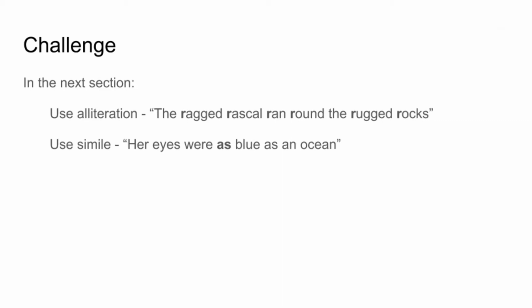The ragged rascal ran round the rugged rocks. A simile is likening one object to another and provides a clearer description for the reader. She had blue eyes.